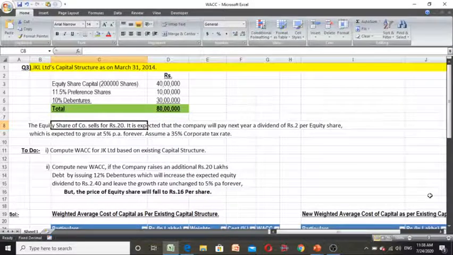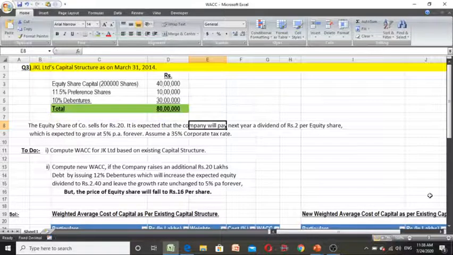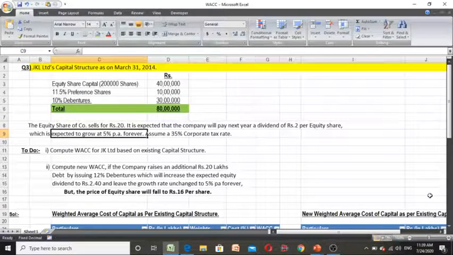Now, the question says that the equity share of the company is currently selling at a price of rupees 20, which means that the current market price of the stock of JKL Limited is rupees 20. Now, they said that it is expected that the company will pay a next year dividend of rupees 2 per equity share, which is expected to grow at a 5% rate forever. So what they are telling is that next year we are going to pay a dividend of rupees 2 per equity share, and we are expecting this dividend to grow at a 5% per annum rate forever. And they also told us to assume the corporate tax rate as 35%. Now these are all the useful information which will be helpful in solving the sum.